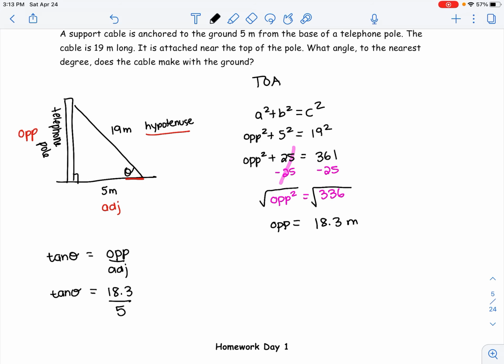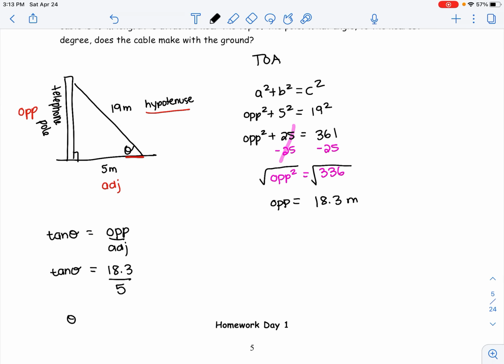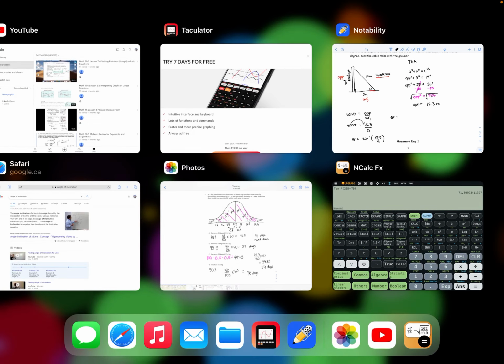So just like in the previous examples, we have to get our angle by itself by doing tan inverse of 18.3 divided by 5. So we had to bring this tan to the other side, and when it moves sides, it becomes tan inverse. So don't forget to do tan inverse when you move it to the opposite side, because we're trying to get the angle by itself. So this is where we're going to switch to our calculators. 18.3 over 5.